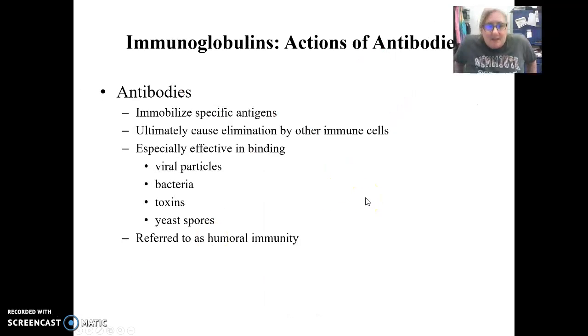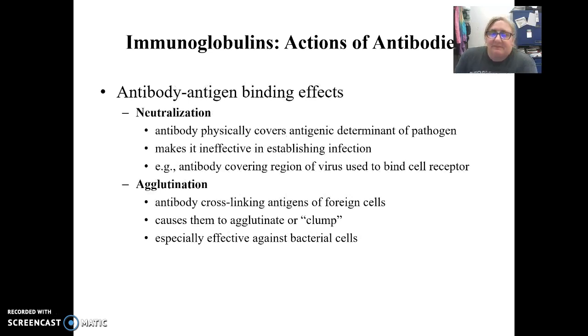So antibodies work by attacking the antigen directly, and what they do, they don't kill. They're just proteins, but they bind all around the antigen, and they eliminate the ability of the antigen to cause problems. So they cover the region of the antigen, causing neutralization, so it no longer can cause any damage.